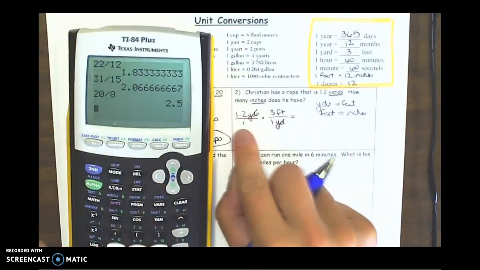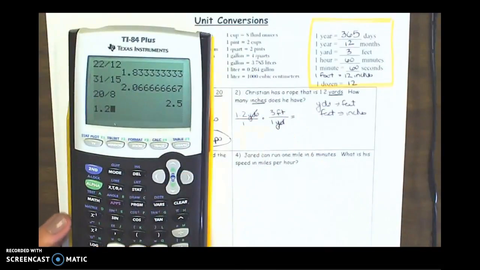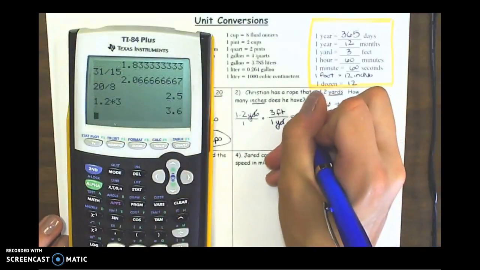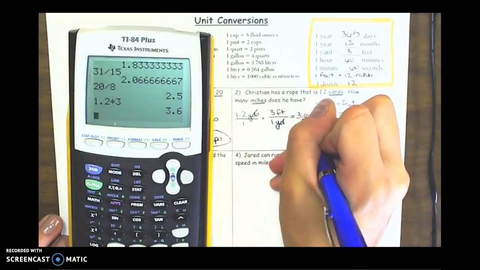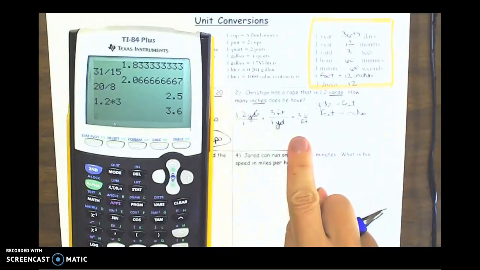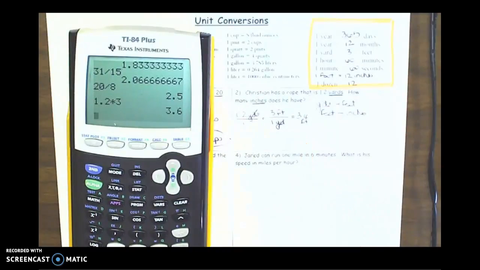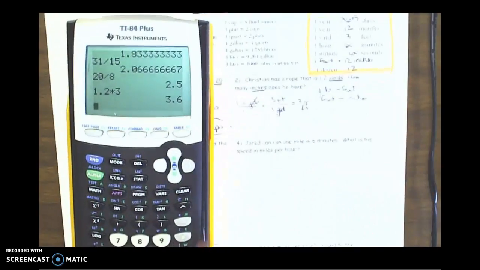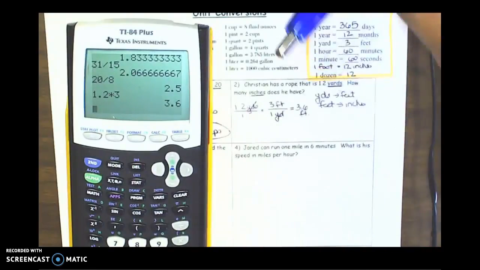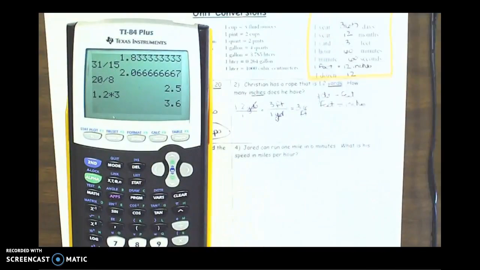So now I'm going to multiply across. 1.2 times 3, we get 3.6 feet. Now I'm going to take my feet and convert it into inches. Oops, looks like it's not focused here. All right, so let's go ahead.